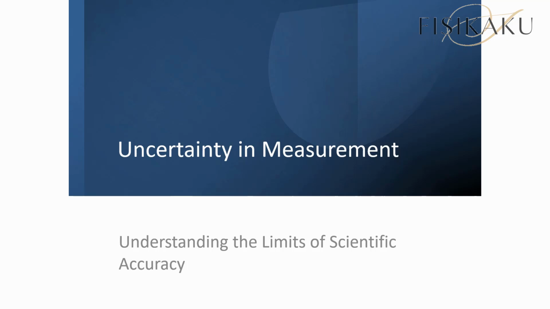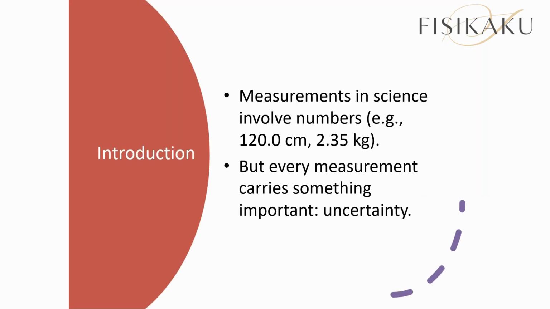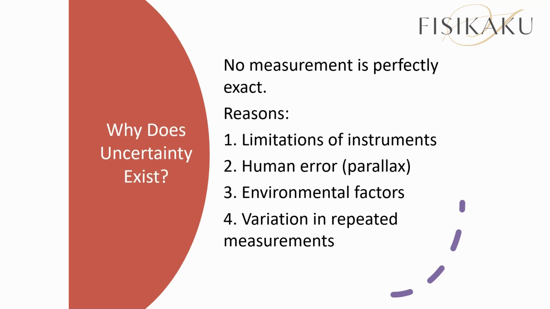When we talk about measurement in science, we usually think of numbers. For example, we might say the length of a table is 120.0 centimeters, or the mass of an object is 2.35 kilograms. But behind every measurement, there is something we must never forget: uncertainty. No measurement can ever be perfectly exact. There are several reasons for this.